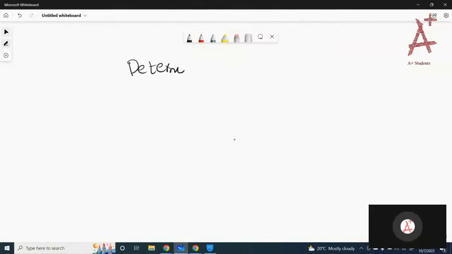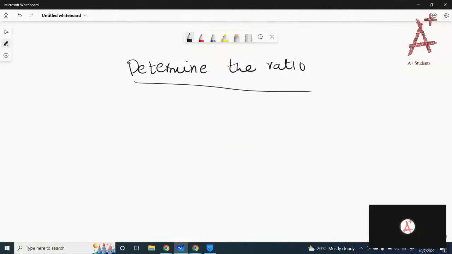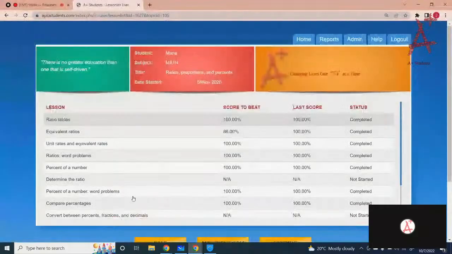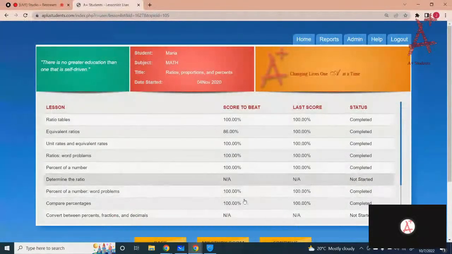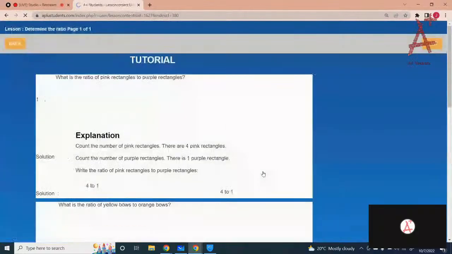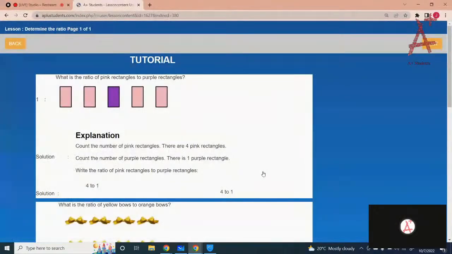Please use the chat box and communicate with me so that I can know if you get my point or if there is any problem. So the topic is determine the ratio. Okay, let me share my screen.